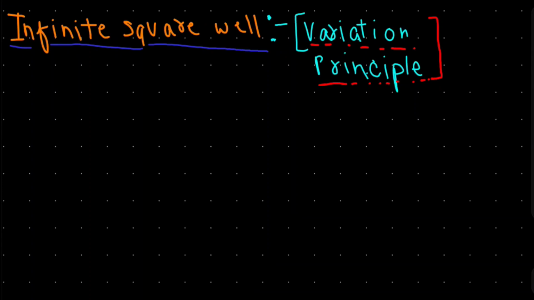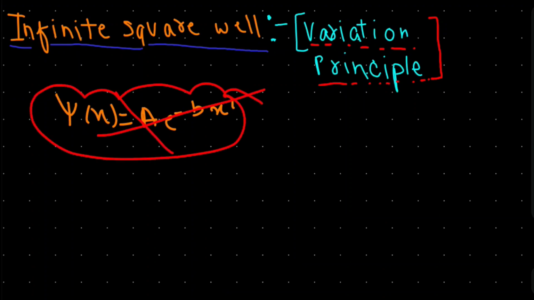So let's see. In the case of the harmonic oscillator and the delta potential, we chose our wave function, which is equal to a e to the power minus b x square. But this is not valid in the infinite square well. The reason behind this is that it will give you some infinite values for the potential, which is not true.